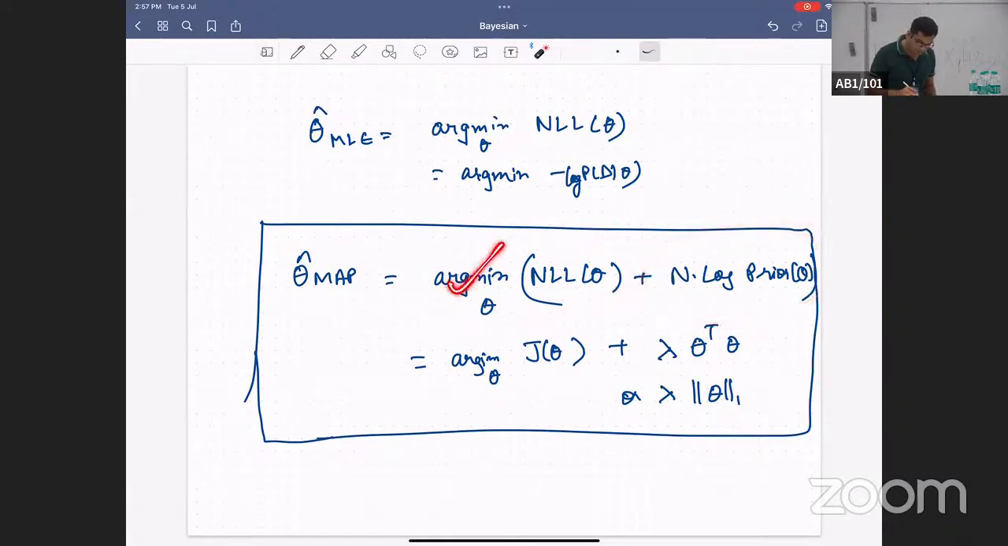If you look only at the data, you will overfit to the data, right? But if you also, in addition, look at another term, you will not be able to fit to the data as well as otherwise you would have done. Any questions on this? Yes, if you remove the prior, it's unregularized, or if you make the prior uniform, theta MAP is the same as theta MLE.